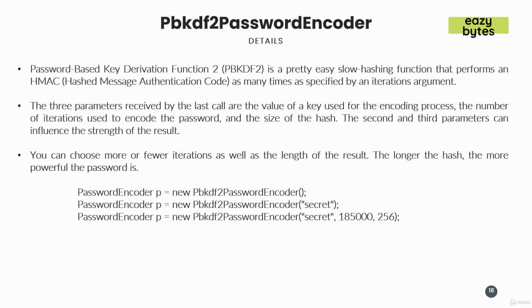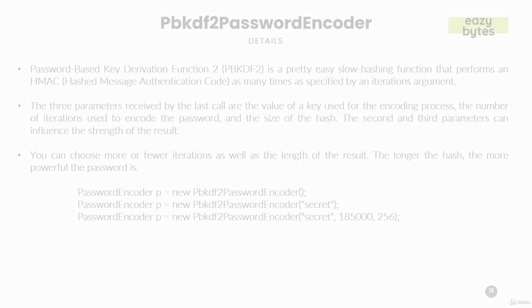Usually, by default for all these constructors, Spring Security considers 185,000 as the default number of iterations, and 256 as the length in bits of the hash generated from a normal text using this password encoder. So these are the three different constructors available. Let's go and look at the code also.